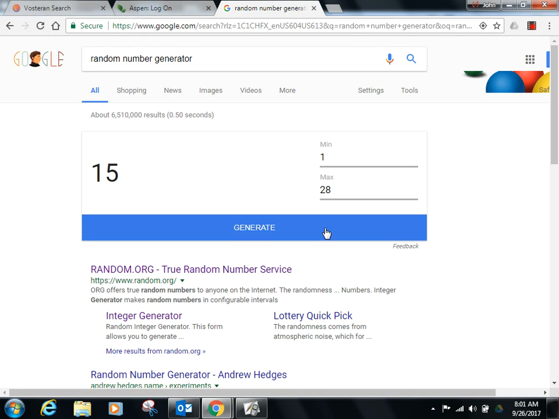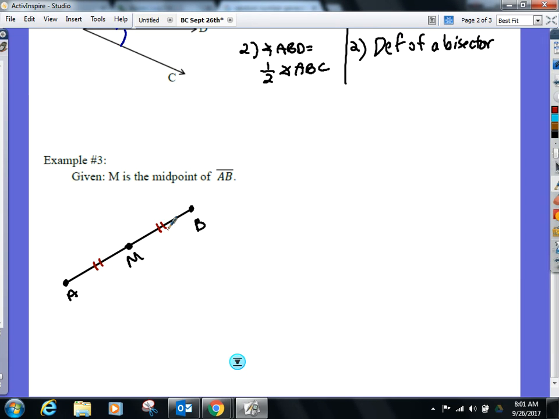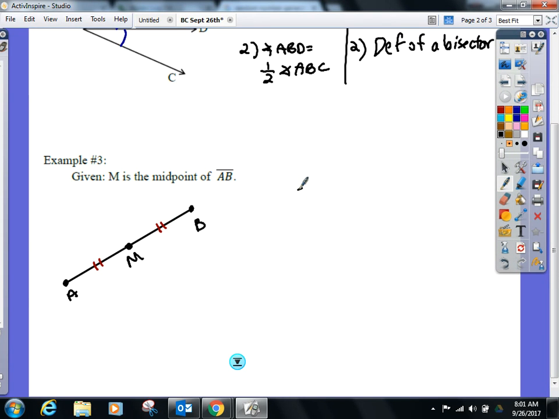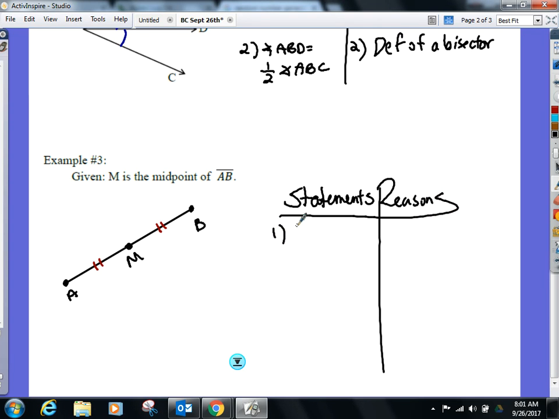Who's got 15? Here we go, Jack. What do we got? What markings did you put on your line segment? Line segment AM. Everyone okay with those markings? Put it in your statements now. So AM congruent to MB. Nice job.